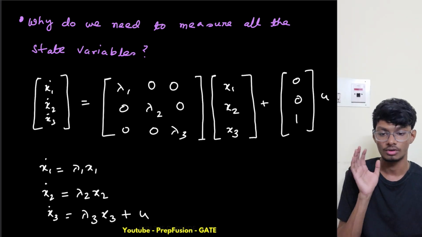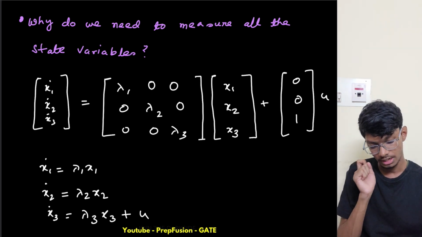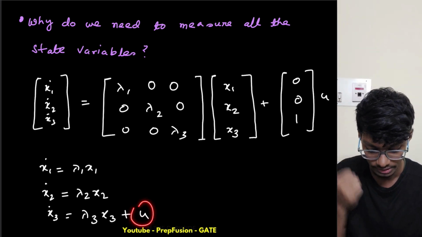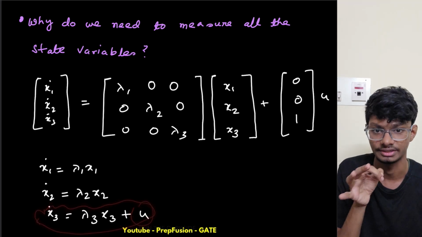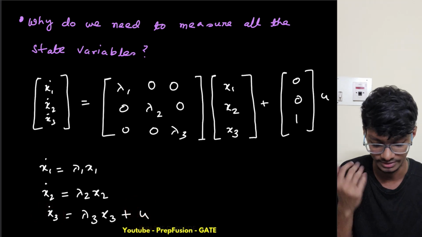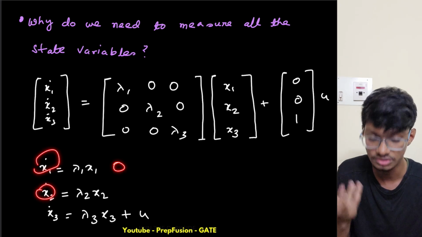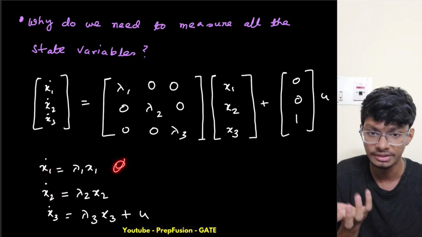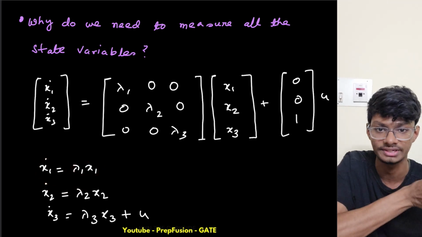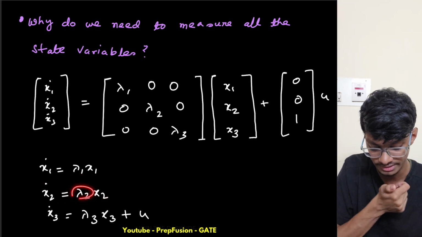What is the important thing here? If I change my u for some reason, by taking some feedback, then only the change in state x3 can be controlled. With the help of this u, I can only control x3. But in the equations for x1 and x2, u is not present. So even if I change my u, these states won't change. x1 will change only according to its own state variable, x1, and x2 will change only according to its own state variable and its eigenvalue.